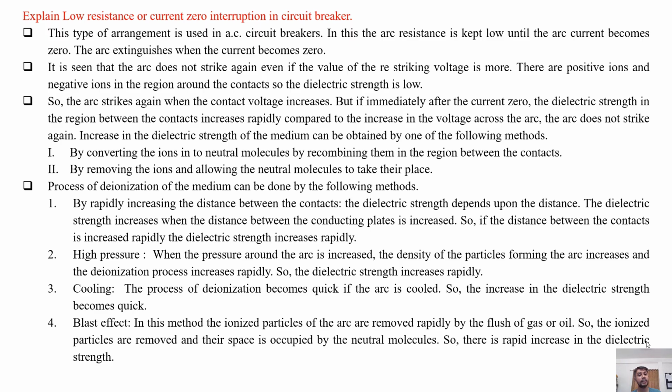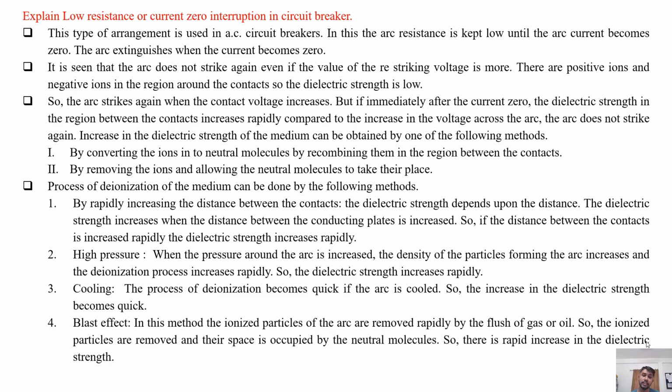One is by rapidly increasing the distance between the contacts. The dielectric strength depends upon the distance. The dielectric strength increases when the distance between the contacts increases. So the distance between the moving contacts and the fixed contacts increases. When the distance between the contacts is increased rapidly, the dielectric strength increases rapidly.